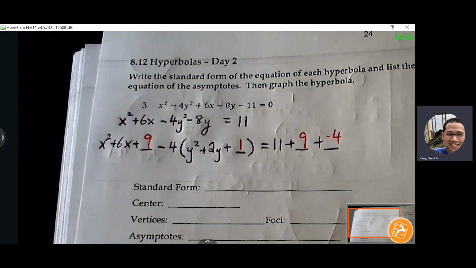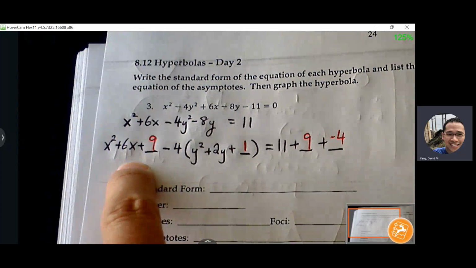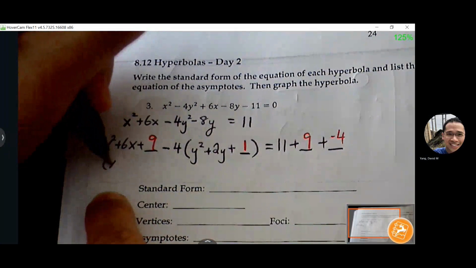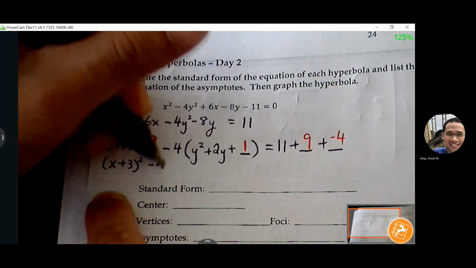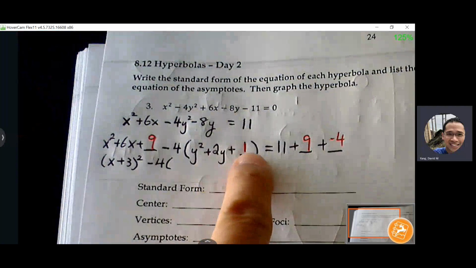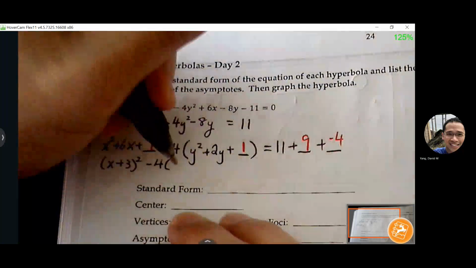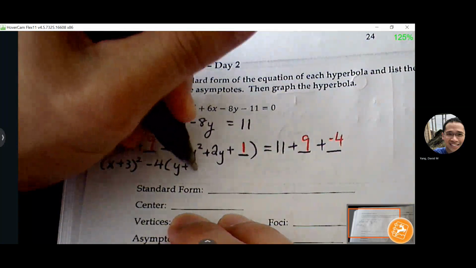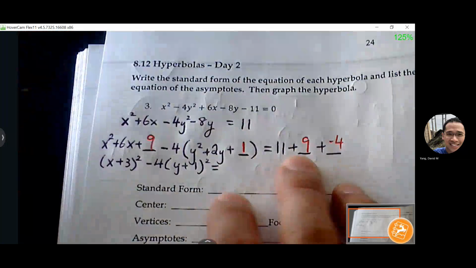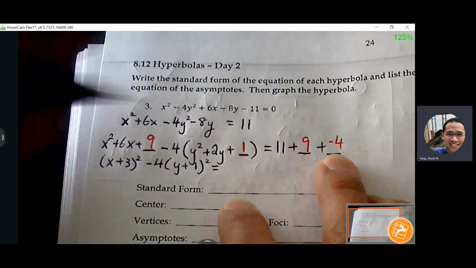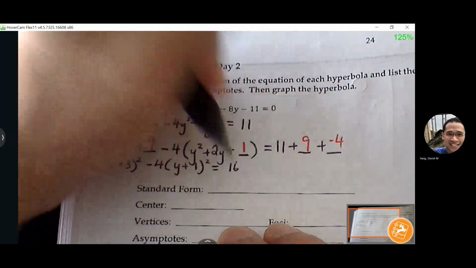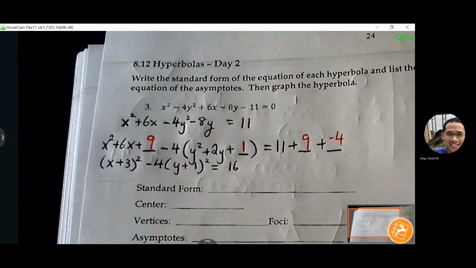Okay, let's factor. Multiplies to be 9, adds to be 6: 3 and 3. Multiplies to be 1, adds to be 2: it's 1 and 1. I get 20 minus 4 is 16.